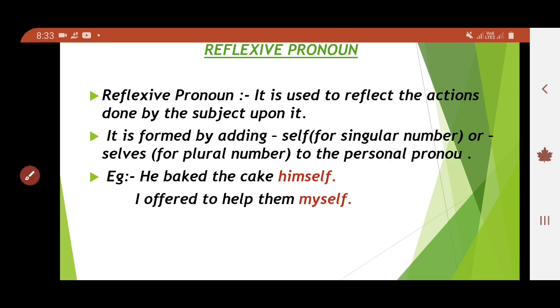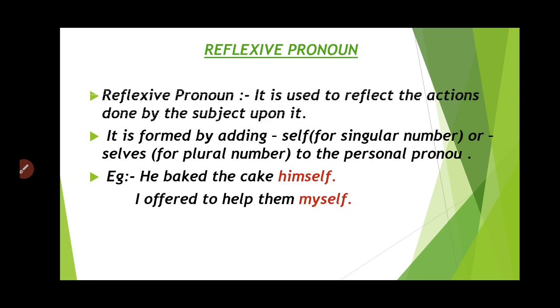Okay students, so this was for today. We have learned what is pronoun, then the kinds of pronoun, and there are 10 kinds of pronouns. So we have learned today only 3 kinds of pronoun: personal pronoun, which is of 3 persons, first person, second person, third person; then possessive pronoun, which shows a sense of belongingness or possession, something belongs to you; and the third one is reflexive pronoun, that is used to reflect the actions done by the subject upon it.